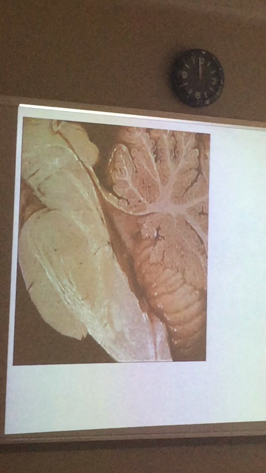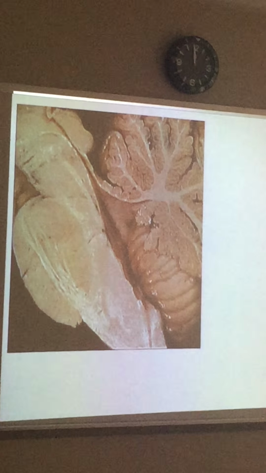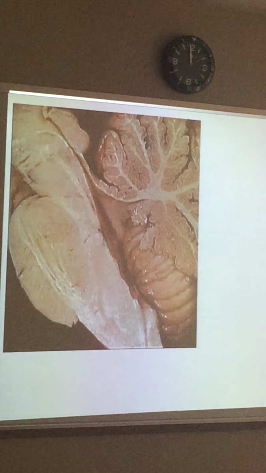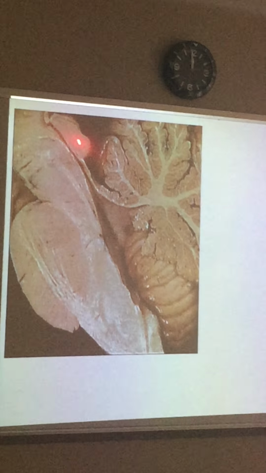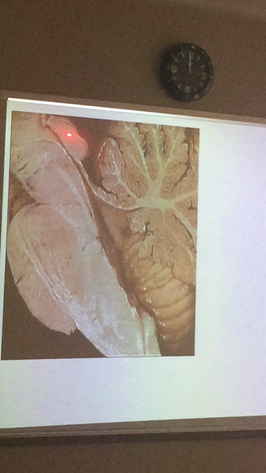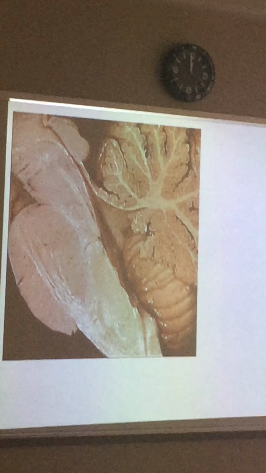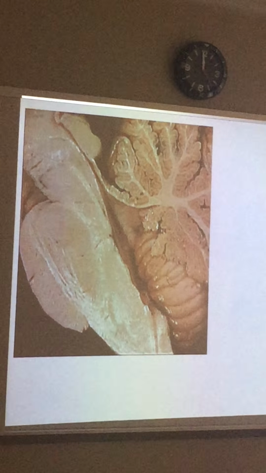And just an enlargement. Pons. Medulla oblongata. That's the cerebral peduncles. Corpora quadrigemina together. Midbrain. Our picture. Arborvitae.